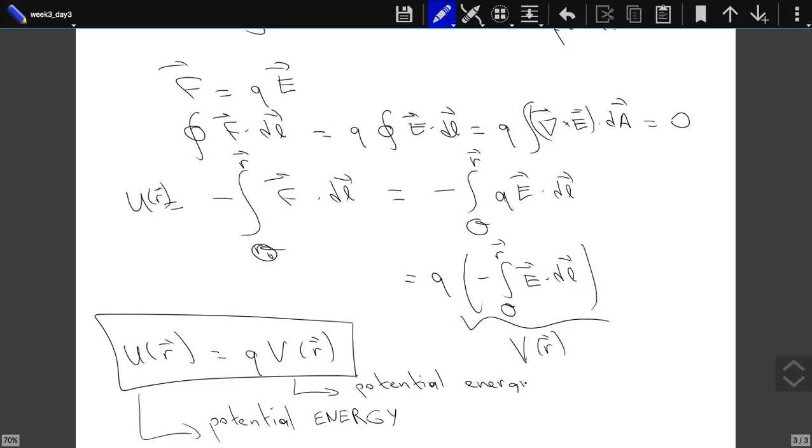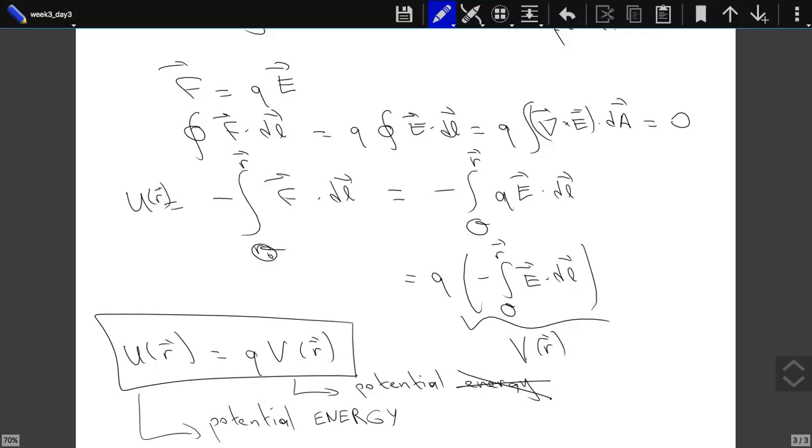V is just the potential. U is the potential energy. They even have different units. The units differ by Coulomb. So potential and potential energy are completely different things, but they are of course related.